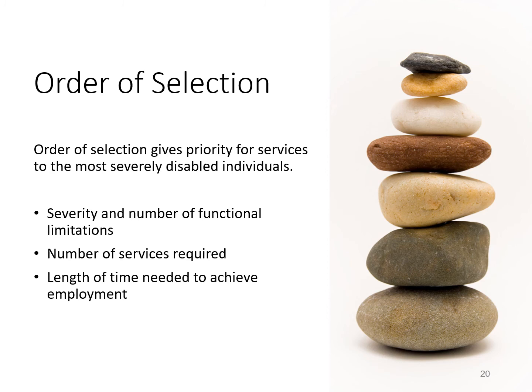Order of selection gives priority to the most severely disabled individuals. The assumption is that the lower the severity and number of functional limitations, as well as having fewer than 3 services and/or requiring fewer than 6 months of service provision, the more likely a person is able to help themselves in finding work. As such, these individuals are more likely to be placed on a wait list when resources are low and all eligible persons cannot be served immediately.